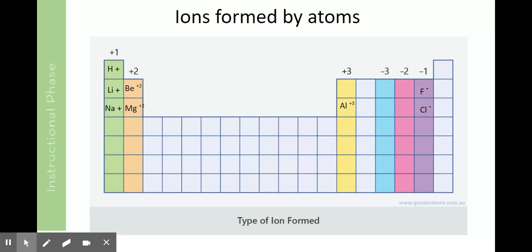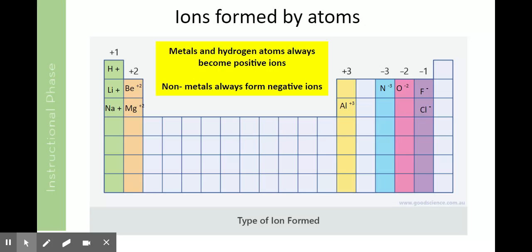Now, anything in group 6 becomes negative by 2. So, for example, oxygen becomes an oxide ion with a charge of 2-. And finally, anything in group 5 becomes negative by 3. So, for example, nitrogen will become N 3-, the nitride ion. So just to reinforce the rules of ions, metals and hydrogen always become positive ions, non-metals always form negative ions.